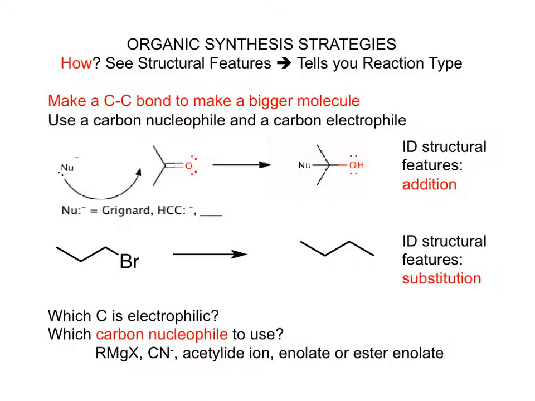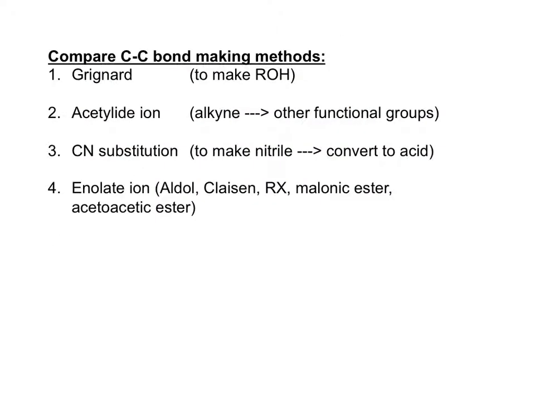Another organic synthesis strategy is to make a carbon-carbon bond to make a bigger molecule from a smaller molecule. To make a carbon-carbon bond, we need to use a carbon nucleophile and react it at a carbon electrophile. So here are a few carbon nucleophiles, and electrophilic carbons include a carbonyl carbon and an alpha carbon in a substitution reaction. So here are 4 carbon nucleophiles which we can use to make a carbon-carbon bond.